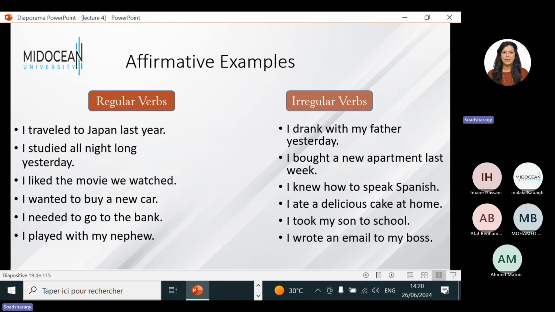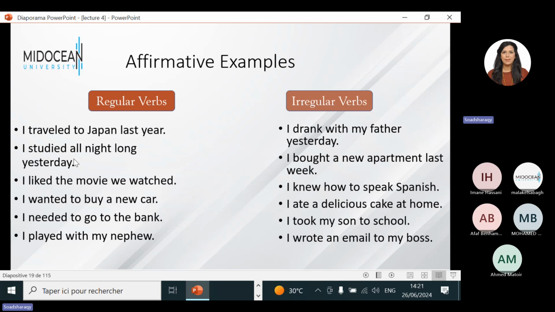Affirmative examples, regular verbs. Example number 1. Here you have affirmative sentences where we use regular verbs. Example: I traveled to Japan last year. Look at the verb to travel in the simple past. We say traveled. It's a regular verb. We add -ed at the end of the verb.